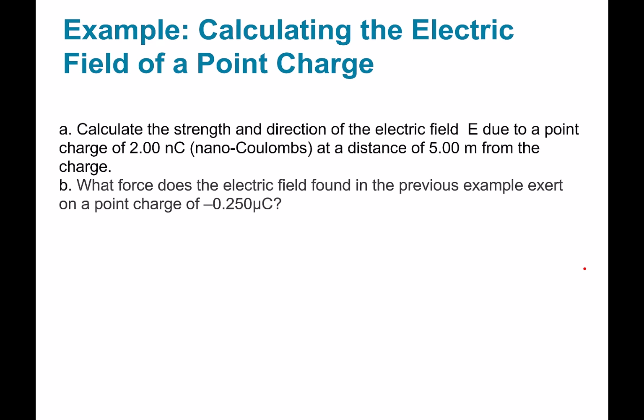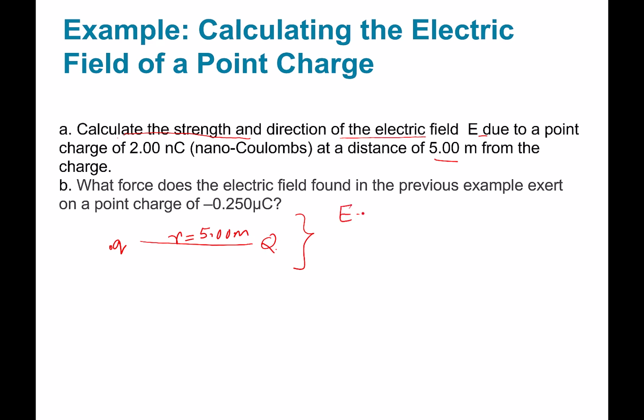It may be a good idea to solve an example problem for the electric field concept. So we can calculate the strength and direction of the electric field E due to a point charge which is 2 nanocoulombs. Nano is 10 raised to minus 9, at a distance of 5 meters from the charge. So if you have a tiny test charge q and a source charge capital Q at a distance r equal to 5.00 meters, what is the electric field experienced by this tiny charge at a distance r?